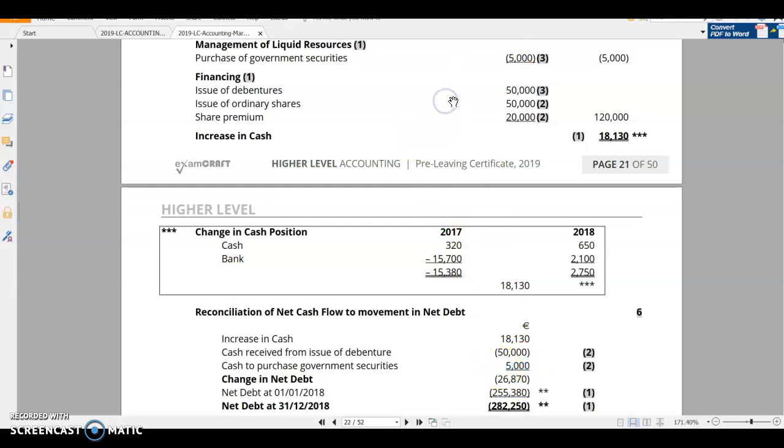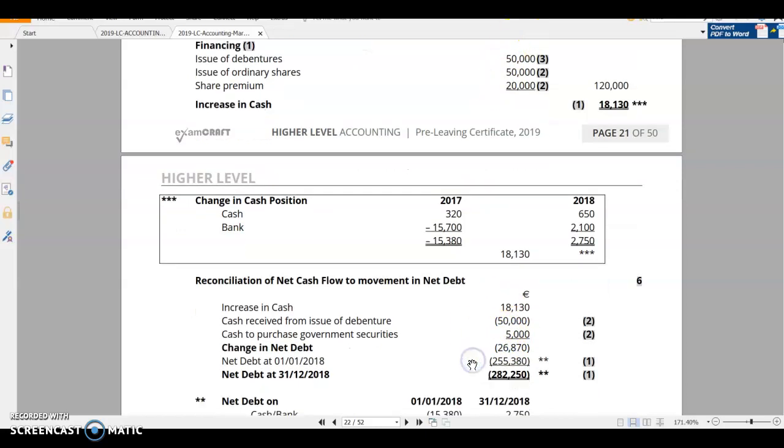The other side of that then is the issue of debentures. So up here, I look at the fact that if I take out another 50 grand of a loan, that's 50 grand of money coming into me. So it's a positive up here. But down here, I look at the flip side of that, I have to pay that back. So it's another 50 grand of debt. So that's why it's negative down here. So those two items, the 5 and the 50, go in down here as well.